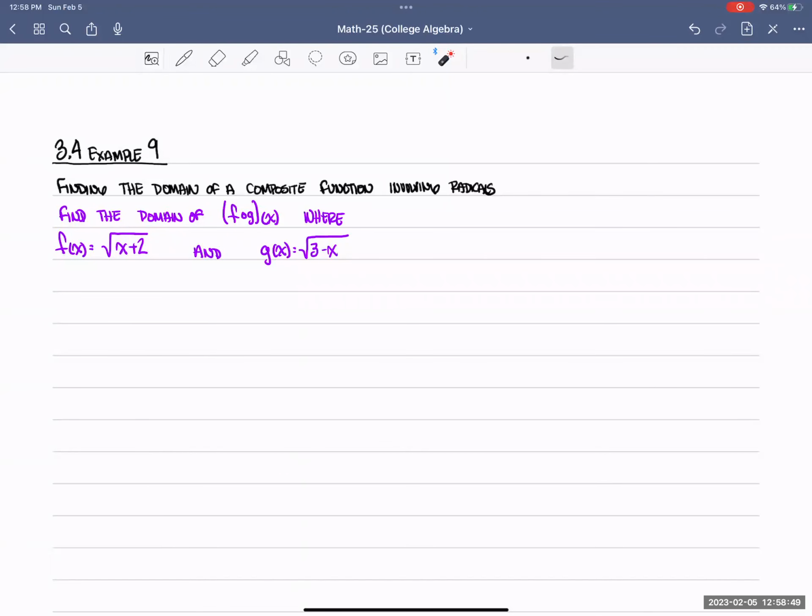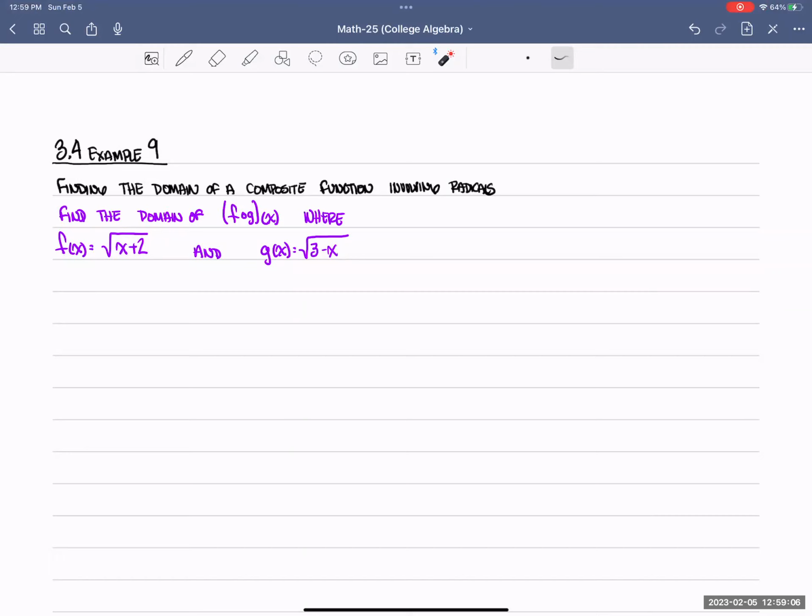Section 3.4, example 9, finding the domain of composite functions involving radicals. So find the domain of f of g of x, where f of x is equal to the square root of x plus 2, and g of x is equal to the square root of 3 minus x.